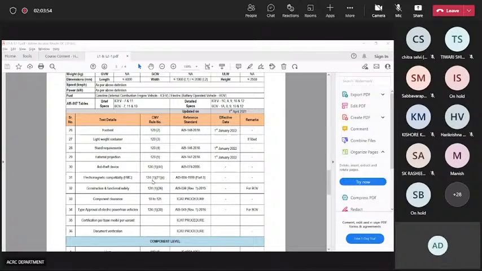So these are basic necessities of any two-wheeler, four-wheeler. Also, in terms of anti-theft, it has to be there. You cannot sell your vehicle without a locking system.